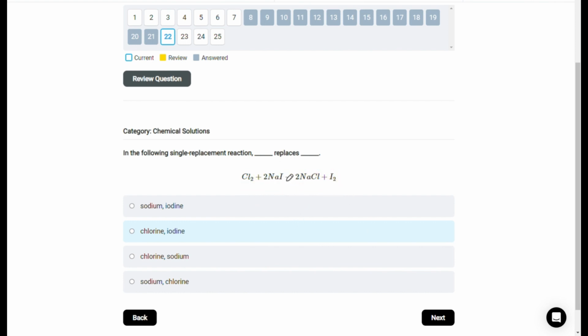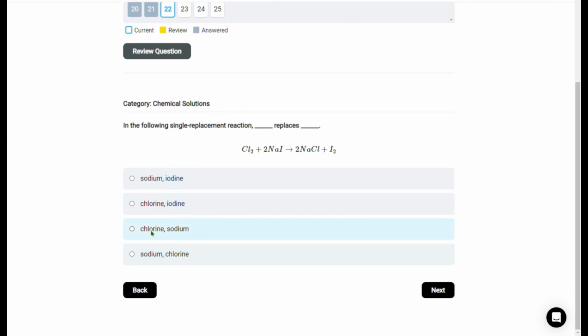Here, I like to focus on the biggest species first, such as this NaI. We can see in the reactants, it is NaI. However, in the products, it is NaCl. So we can assume that this chlorine swapped places with the iodine. So the iodine in the products is all alone, just like the chlorine was, and the chlorine is paired with sodium, just like the iodine was. So we can see that chlorine ended up replacing iodine.